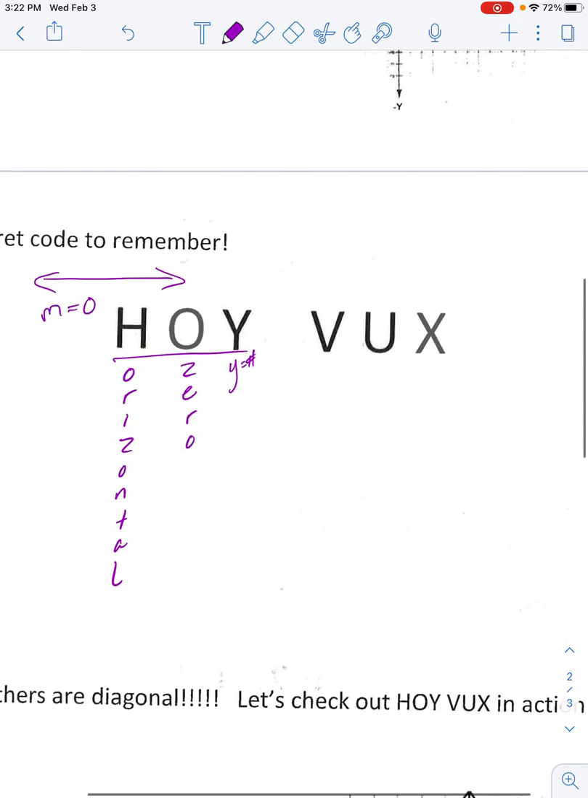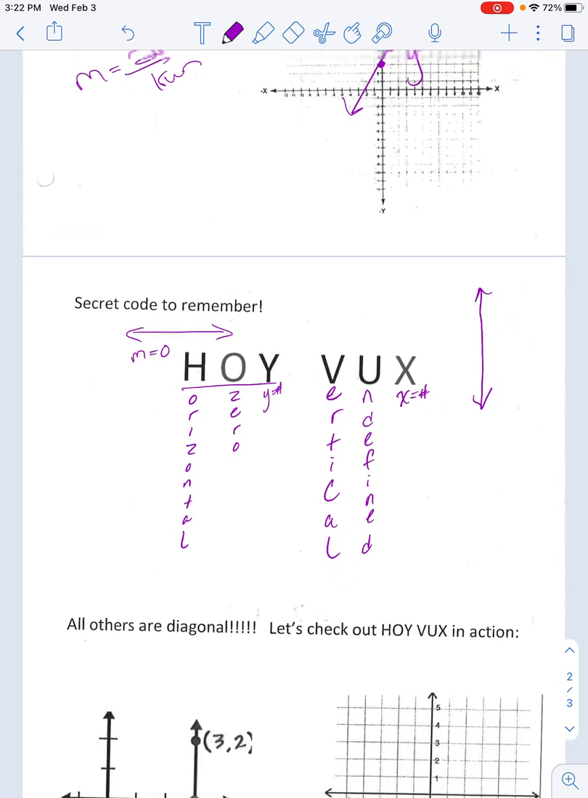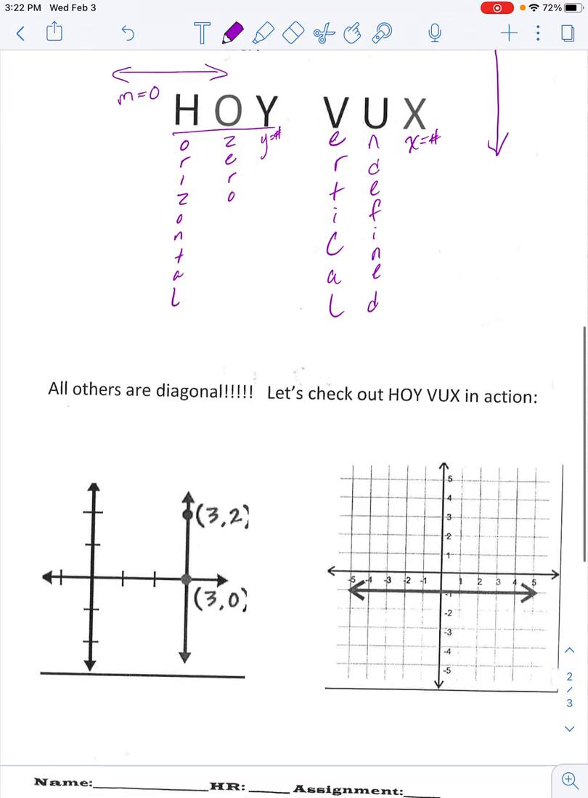The opposite is true for BUX: Hoy and Bux. B stands for vertical line. Remember, if it's a straight vertical line, we say that is undefined, and you'll have a number on the x axis. Okay? So let's look at what these, kind of putting these into place, okay?